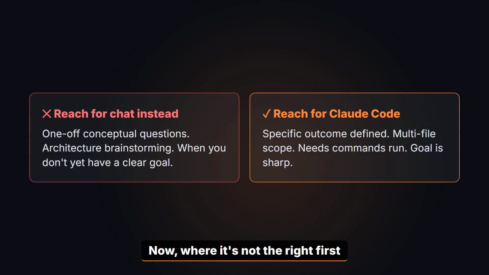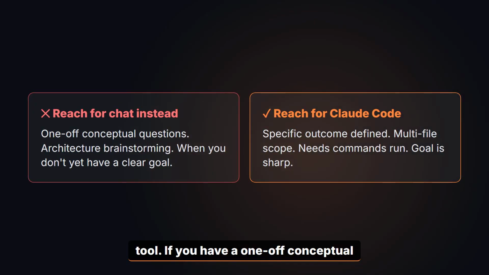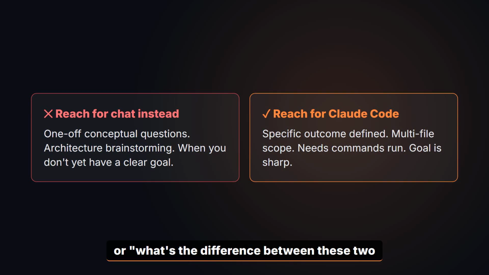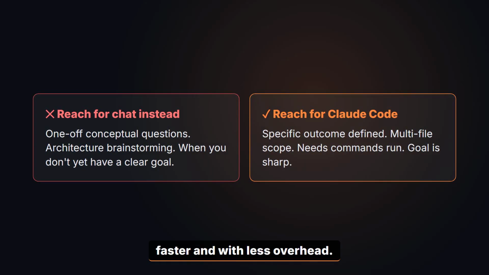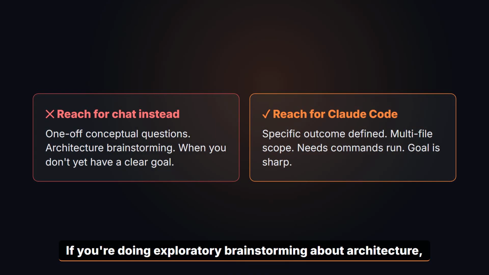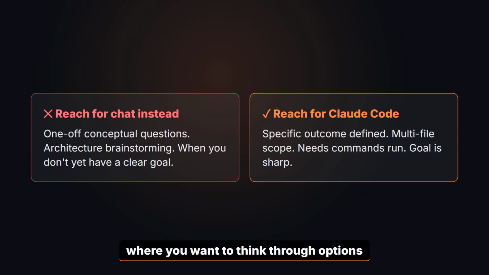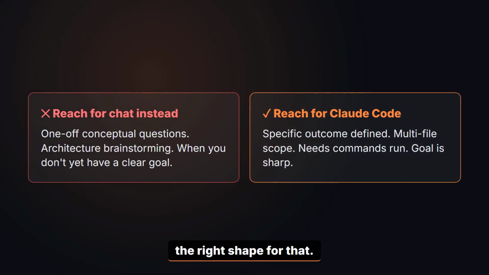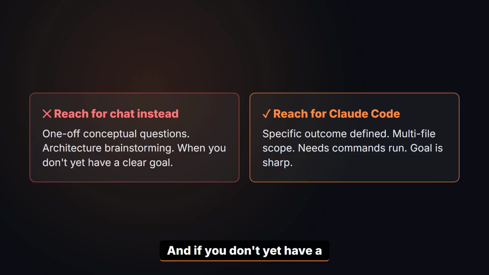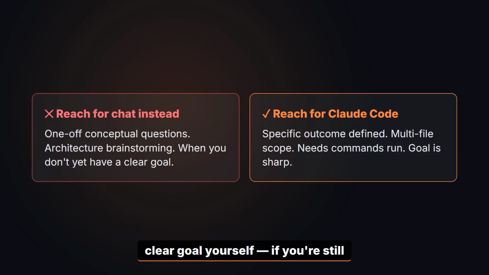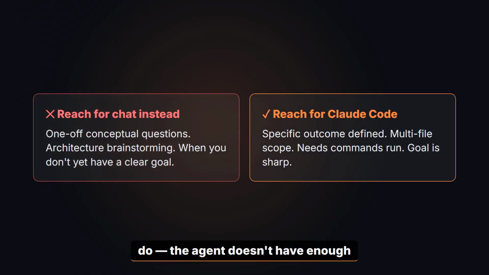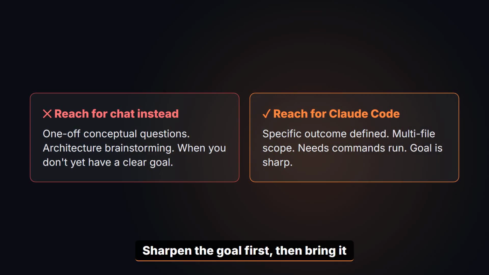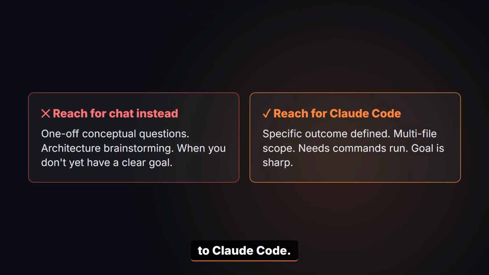Now, where it's not the right first tool. If you have a one-off conceptual question, how does this algorithm work? Or what's the difference between these two approaches? A chat tool answers that faster and with less overhead. If you're doing exploratory brainstorming about architecture, where you want to think through options without committing to anything, a conversation is the right shape for that. And if you don't yet have a clear goal yourself, if you're still figuring out what you're even trying to do, the agent doesn't have enough to work with. Sharpen the goal first, then bring it to Claude Code.